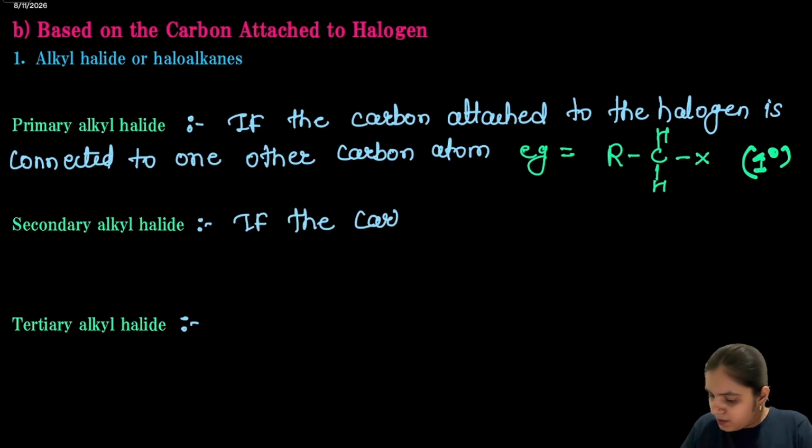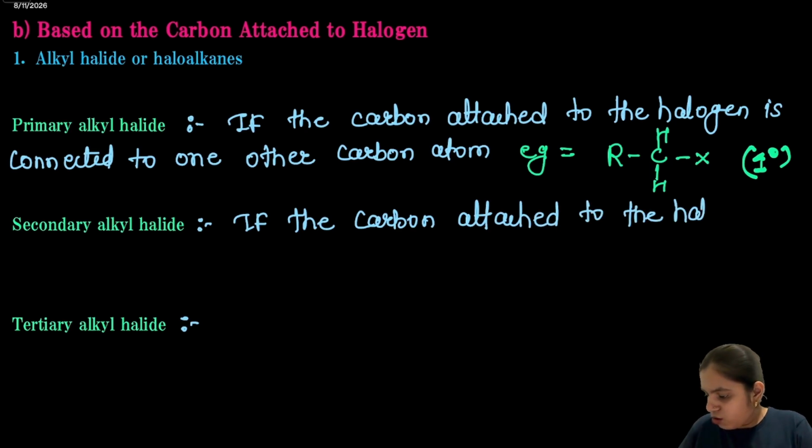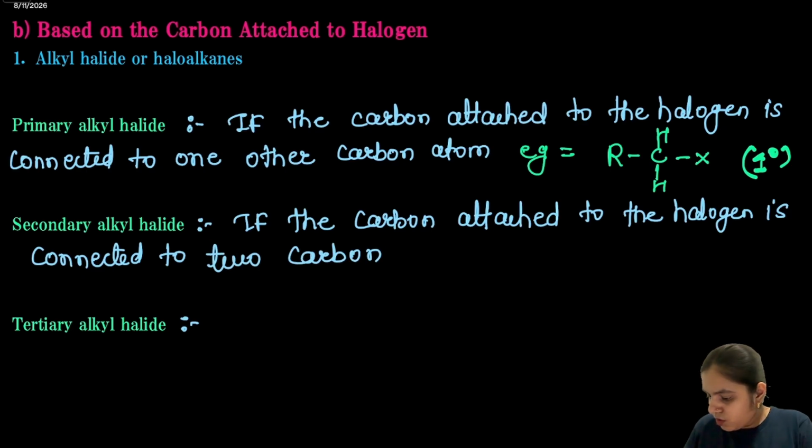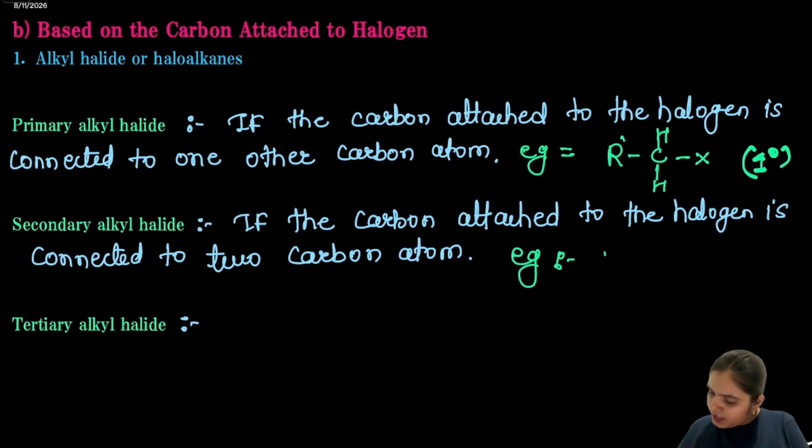If the carbon attached to the halogen is connected to two carbon atoms, then it is called a secondary alkyl halide. Okay. So the example of secondary alkyl halide is this. This is secondary.